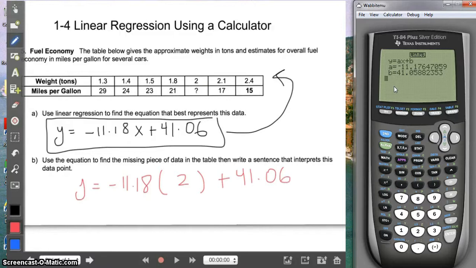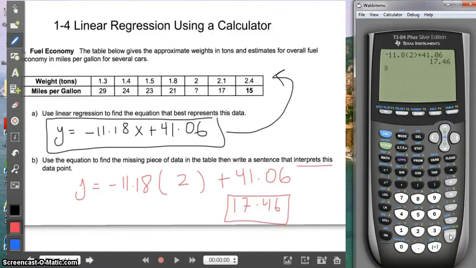41.06. So you can type in your calculator, negative 11.8 times 2 plus 41.06, which is 17.46. This is your Y.